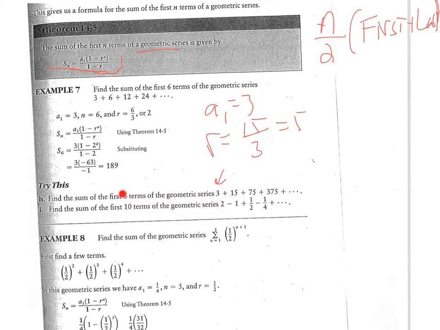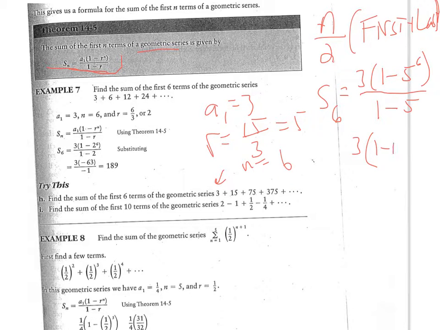And I want to find the sum of the first 6 terms, so n equals 6. So now I'm just going to apply it to this formula. We take the first term times 1 minus the common ratio to the 6th power, all over 1 minus the common ratio of 5. So that's going to give me 3 times, and let's see, if I grab my calculator, 5 to the 6th power works out to be 15,625.